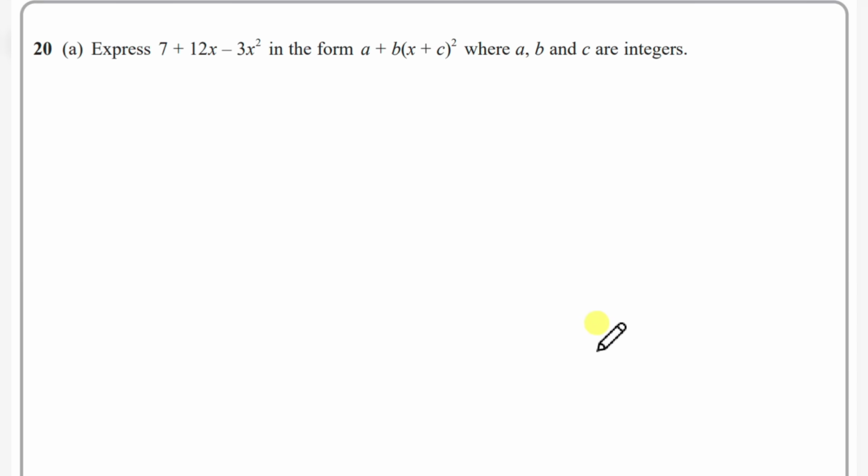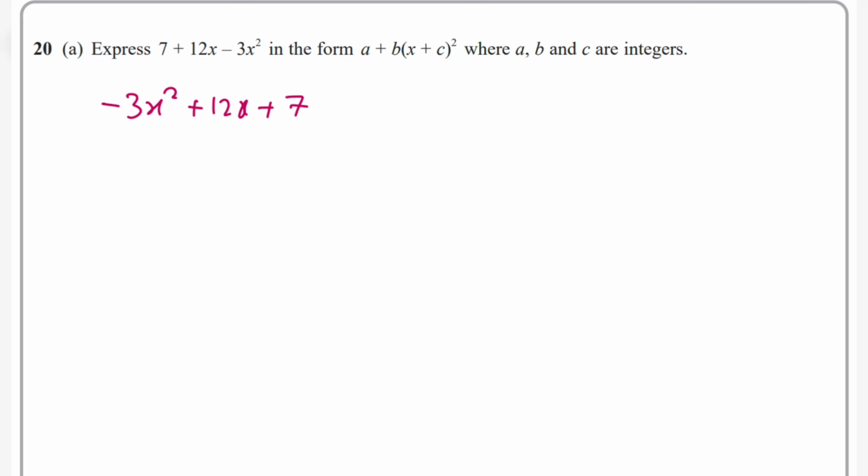Okay, where are we at? Number 20 now. So express this quadratic in the form a plus b bracket x plus c. Okay, so this is a form known as completing the square. Now before we do anything, let's rewrite this and make it in the usual quadratic order. Yeah, so x squared first. So we should have firstly 3x squared plus 12x plus 7. That's the order we like to see things.